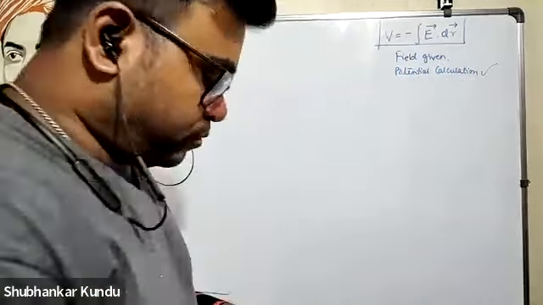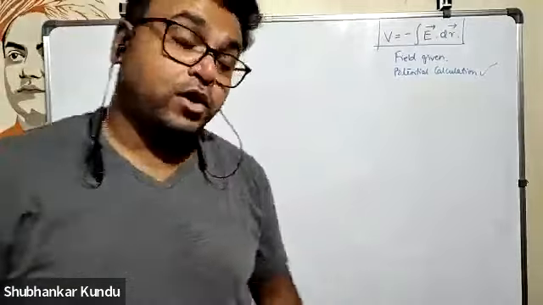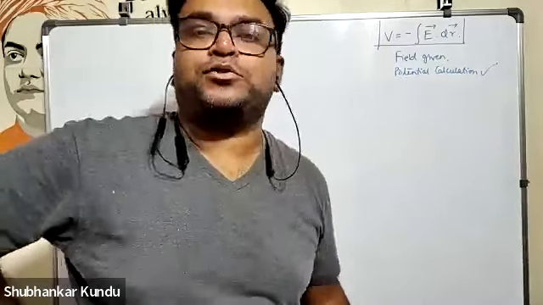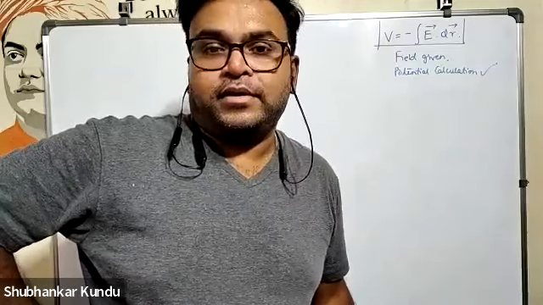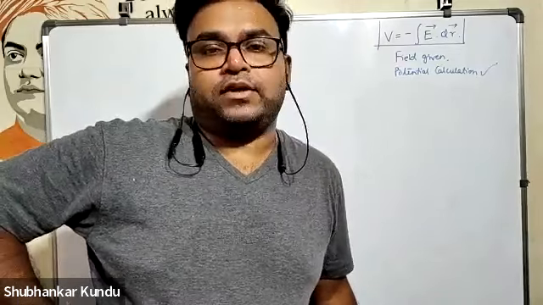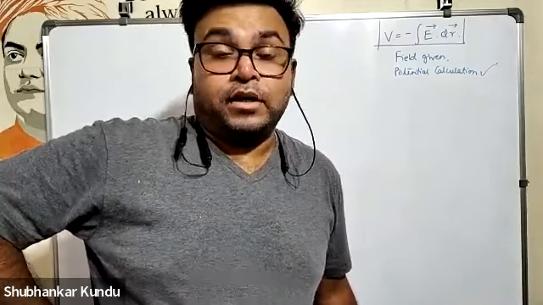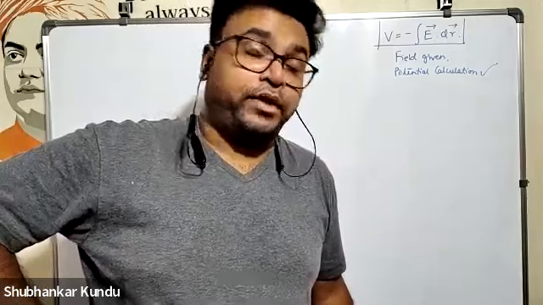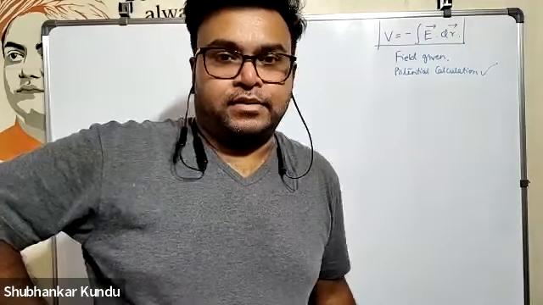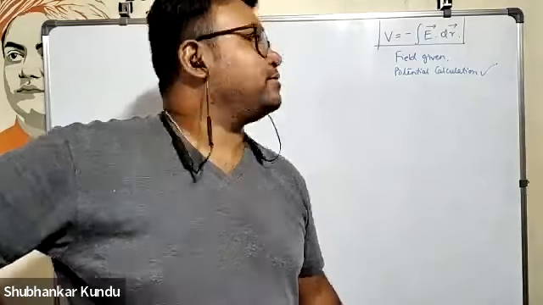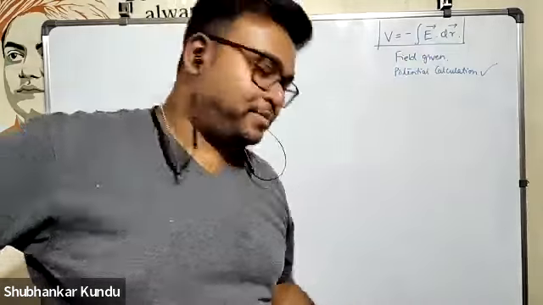Field is given, potential calculation now you can do. What if they give you the potential and ask to find the field? Field is given, E is given, we can calculate potential now. Obviously, we'll be seeing examples. What if now, if field is given, V is given, they'll be asking to calculate E. What will you do? Cross multiplication.